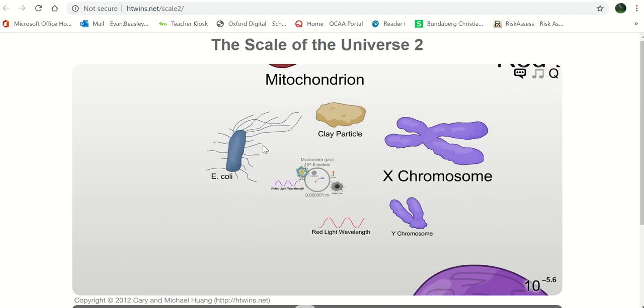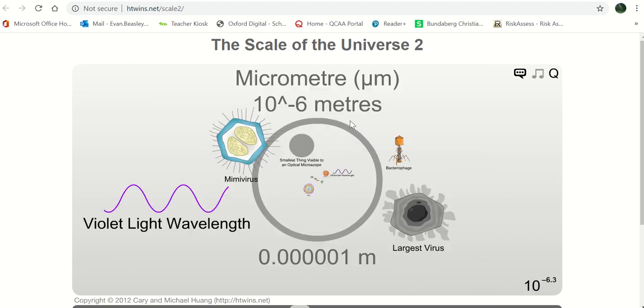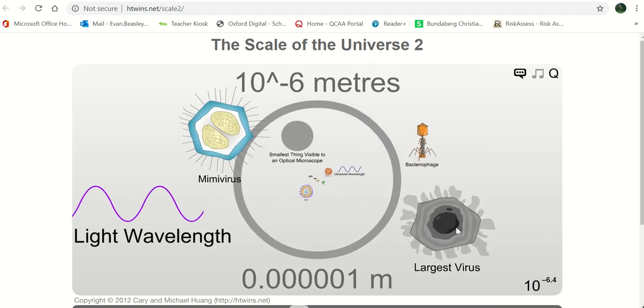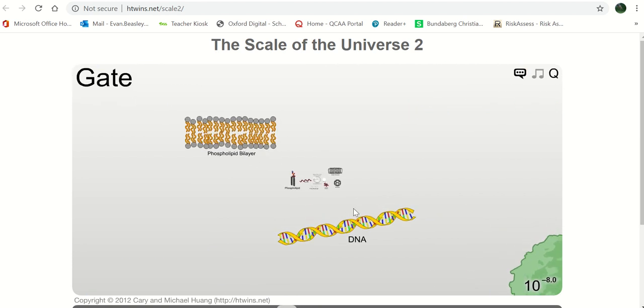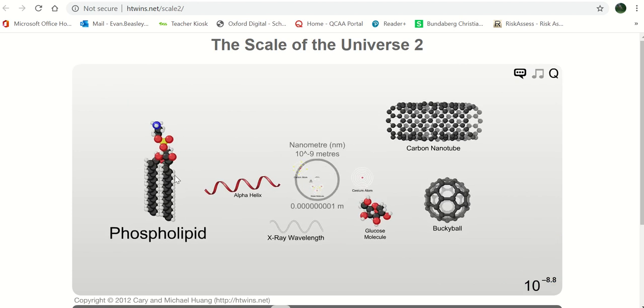So let's have a look. Clay particle. What else? Our largest virus is what? 10 to the negative 1, 2, 3, 4, 5, 6. So we said 10 to the negative 6 metres. So that's pretty small, isn't it? Let's keep going. Hepatitis B virus, DNA. That's the layer, the phospholipid bilayer, which is the outside of your cell.